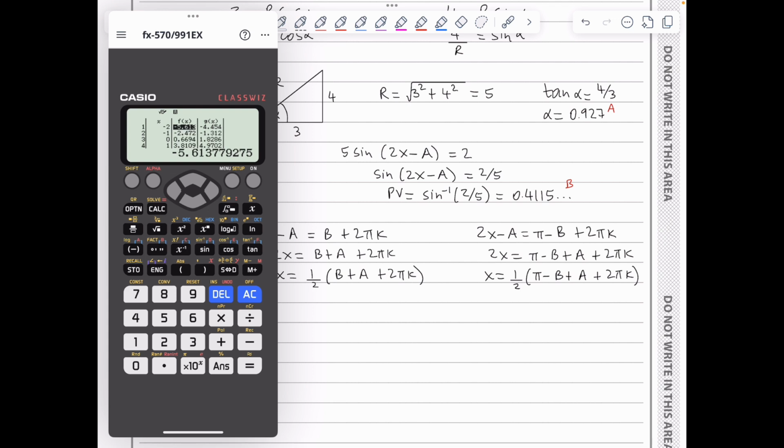Well, we know that x is between pi and 3 pi over 2. Well, pi is 3.14 and 3 pi over 2 is 4.71. So we're looking for the solution that lies between these two numbers, which is obviously 3.81, which is my final answer for part B of this question.